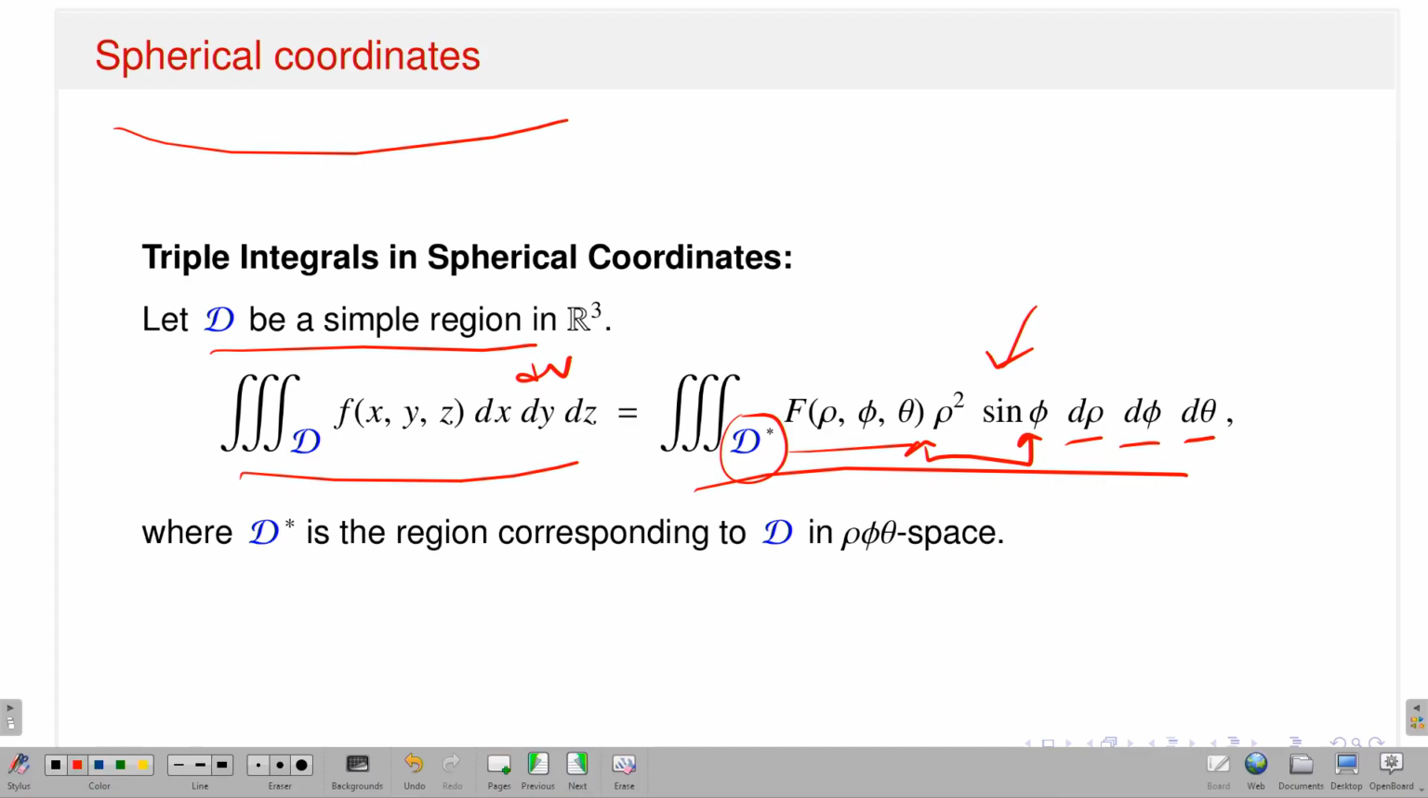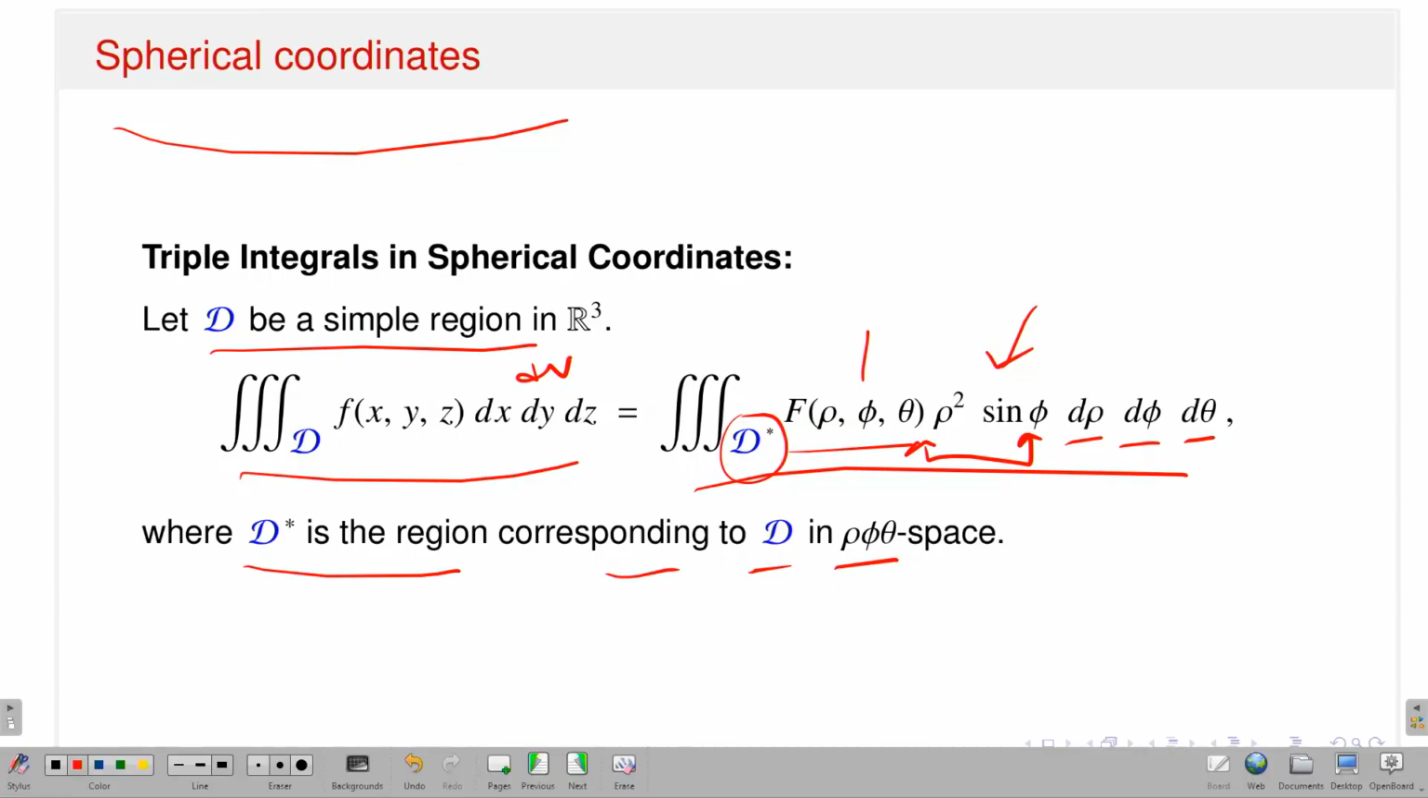Once I write the transformation from the Cartesian coordinate system to the spherical coordinate system, if you calculate the Jacobian and take the absolute value, you will have this one. Okay. So, I have written where D star is the region corresponding to D in the Cartesian coordinate system. I am just writing it in the rho phi theta space.